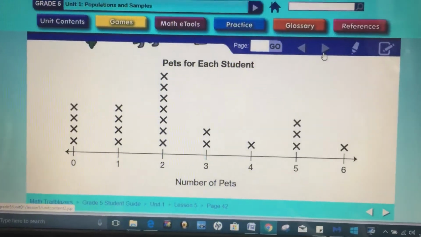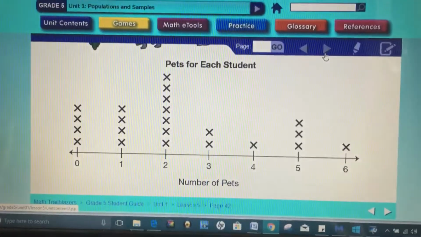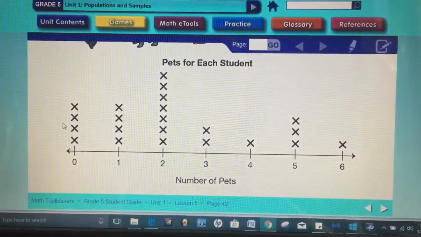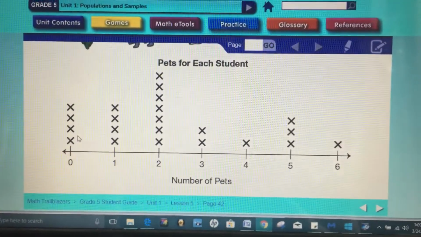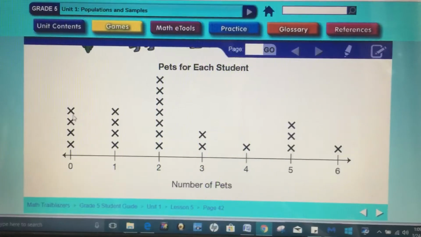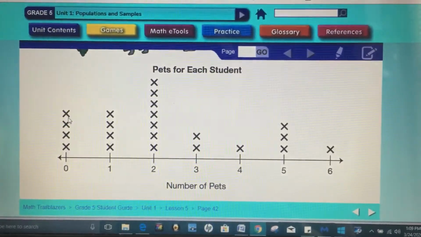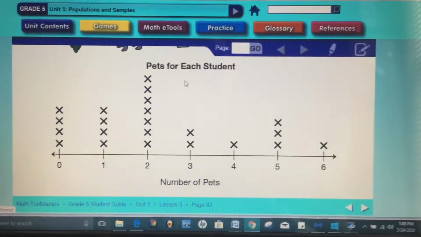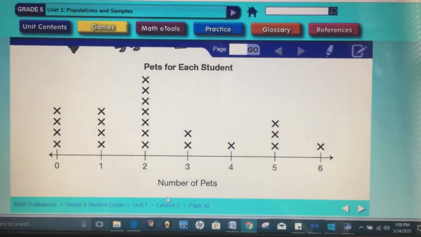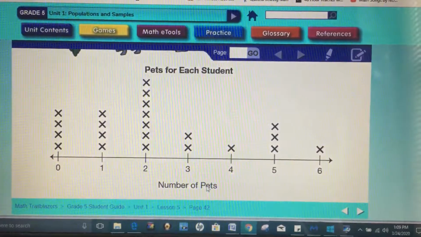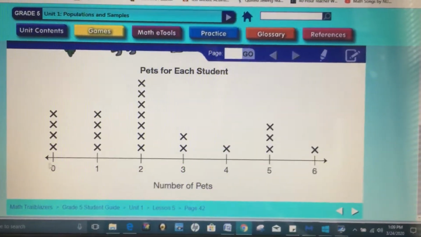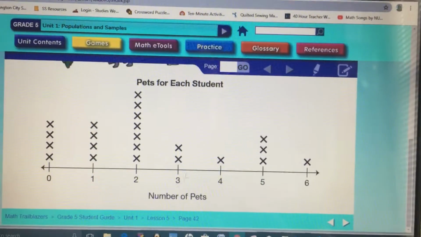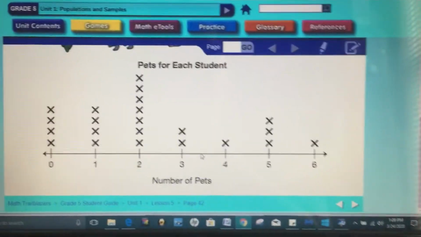So this is a line plot, and it's basically a bar graph, except it doesn't have numbers on the side, because the numbers on the side is something you would just count the pictures for. If you've ever seen a picture graph before, this is pretty much the same exact thing. So this is a similar graph to the one before. It says pets for each student, and then this measures how many pets. How many kids have 0 pets? How many kids have 1 pet? How many kids have 2 pets? 3, 4, 5, 6, all the way up. And here's how you would figure that out.